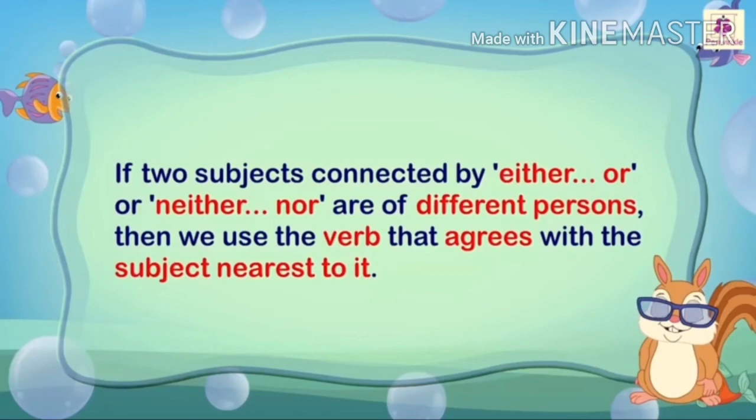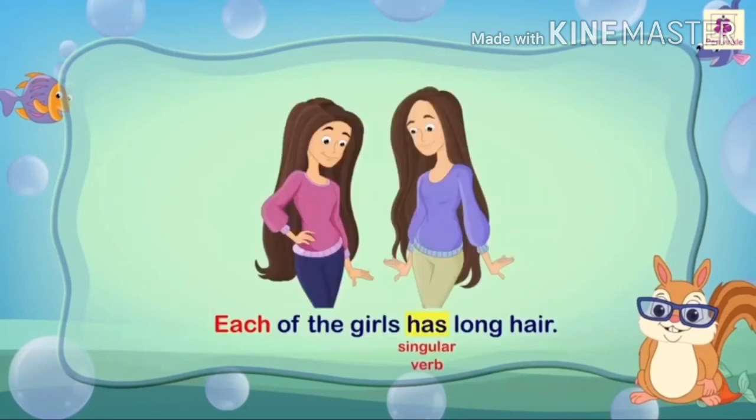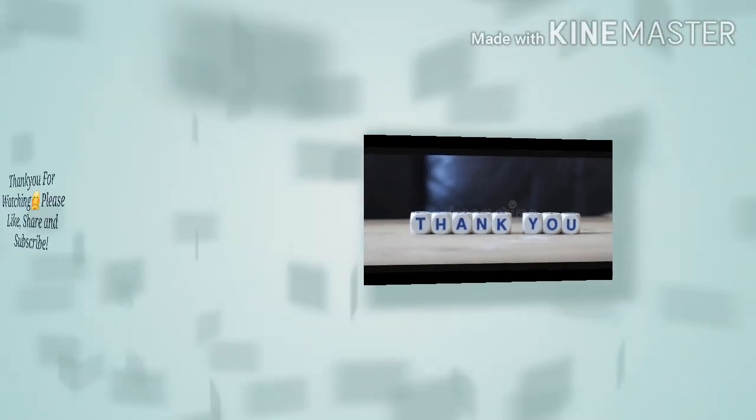Then the last point here in this chapter is, the verb is singular if the sentence begins with each, everyone, everybody, anyone, anybody, and some more. Then the singular verb is used. For example, each of the girls has long hair. Here you can see that we have two girls, but as the sentence is beginning with each, we have to use a singular verb with it. So that's all for today.